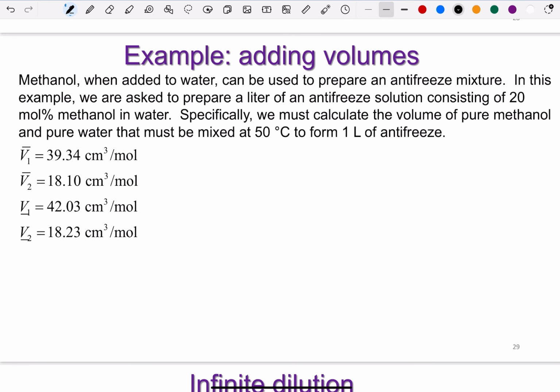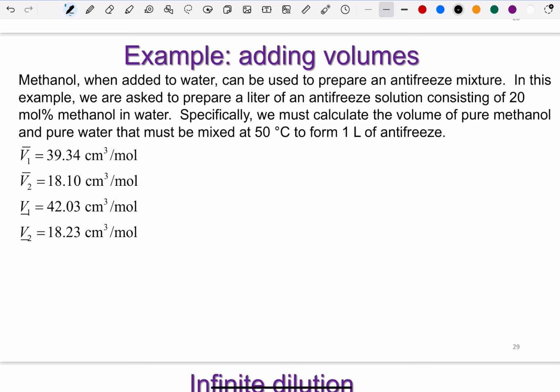So we want to add methanol to water to create an anti-freeze mixture. We are asked to prepare 1 liter of antifreeze solution consisting of 20% methanol in water. We must calculate the volume of the pure methanol and pure water to be mixed at this temperature of 50 C to form this 1 liter antifreeze.